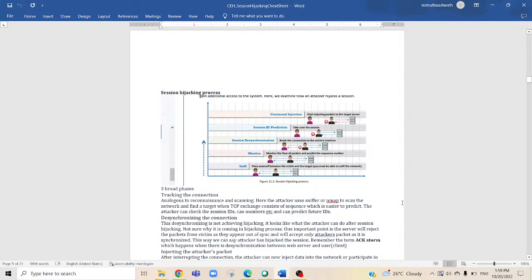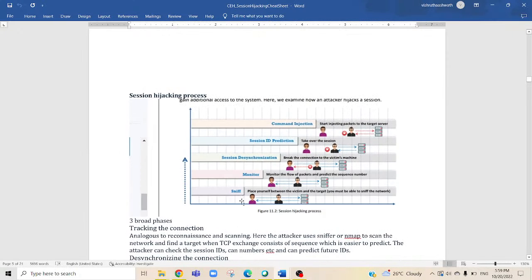So let's look at the session hijacking process. As you can see in the diagram, it consists of the following processes. The first one is sniff. Here, the attacker places himself between the victim and the target. So the attacker must be able to sniff the network.